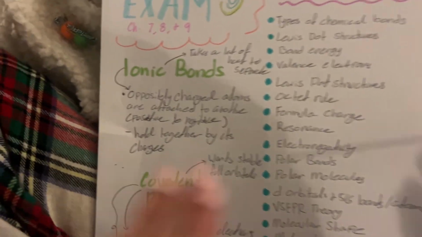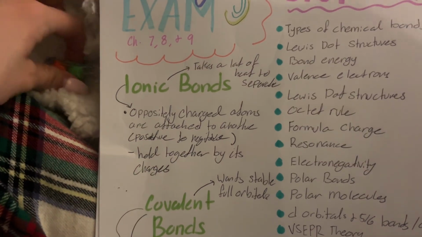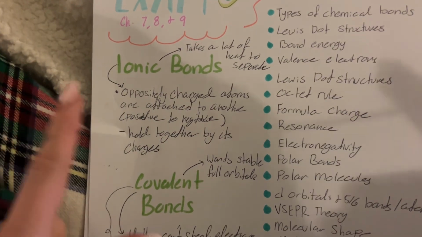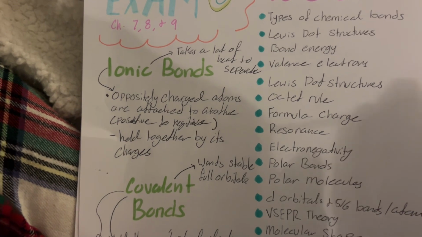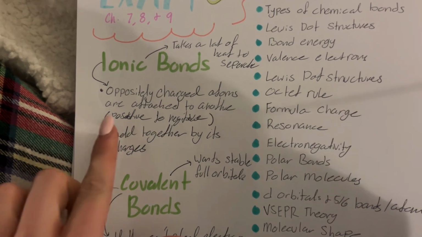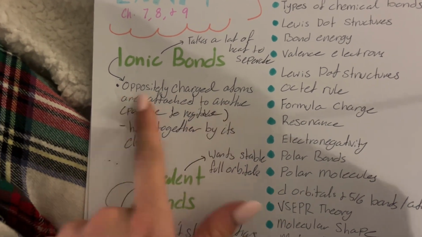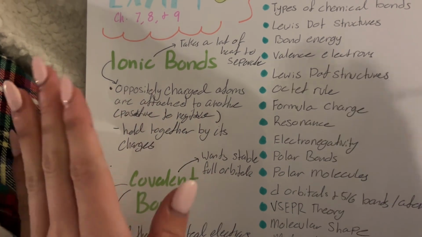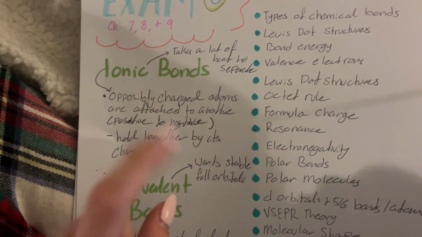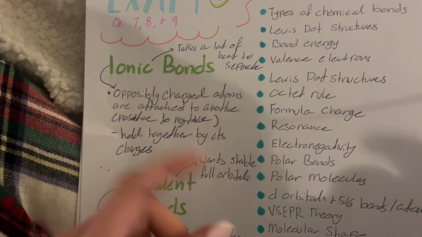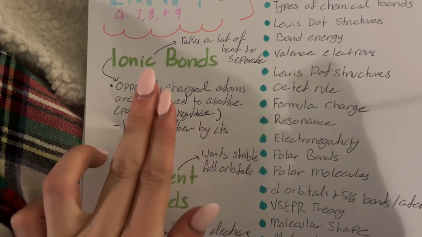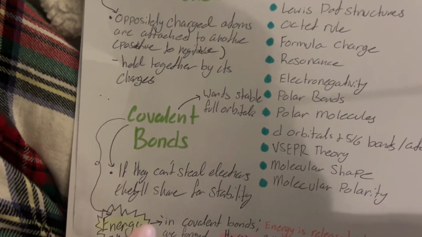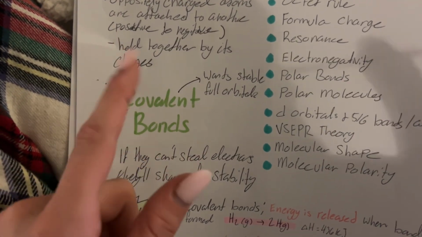Okay. All right. Ionic bonds. Don't mind my gobstoppers. Ionic bonds take a lot of heat to separate, but that's just a note, just in case he has that on the test. Ionic bonds are oppositely charged atoms that are attracted to one another. So it's positive to negative and they're attracted. Like NaCl: Na, sodium, is positive, chlorine is negative. They attract together. That's an ionic bond, and they're held together by their charges.